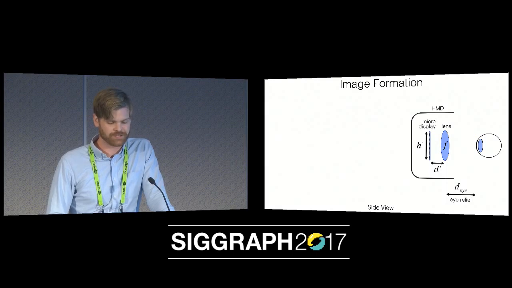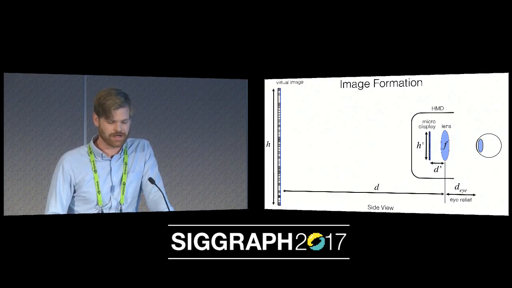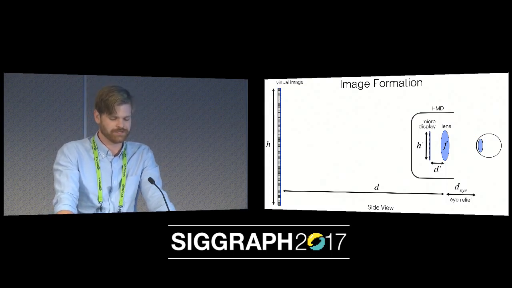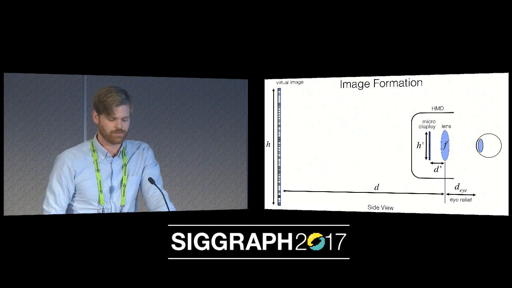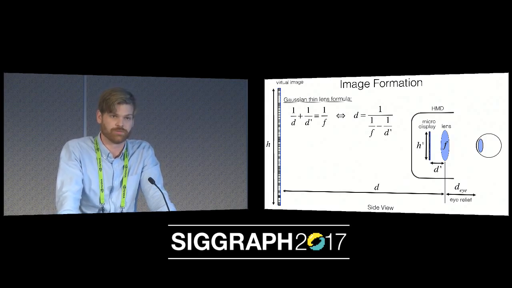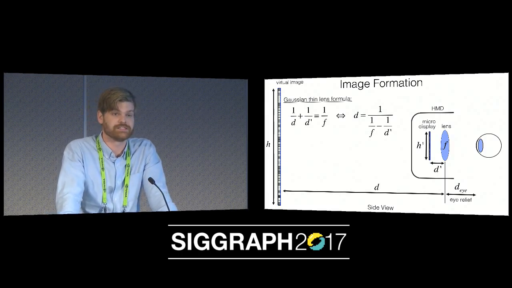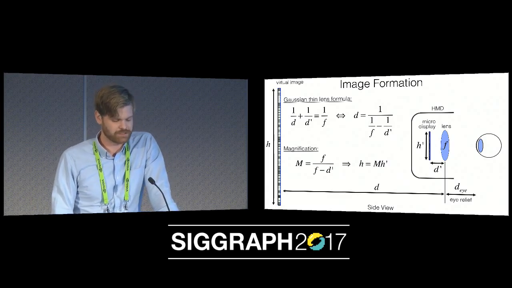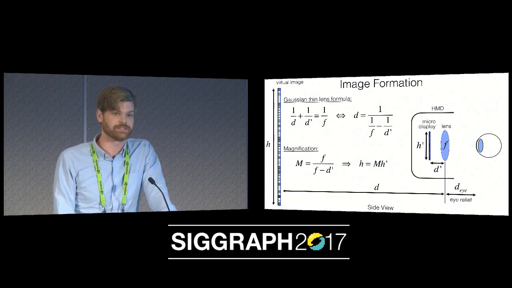So this virtual image, this magnification of the microdisplay, has its size defined by H, and the distance between this virtual image and the lens is defined by D. These two parameters are actually pretty simply defined using the Gaussian thin lens formula. If we assume that the lens can be modeled approximately as a thin lens, we can use this relatively simple equation to determine the distance to this virtual image from the physical parameters of the display that we have. The size of the virtual image H is defined by this magnification factor, which is again related to the Gaussian thin lens formula.